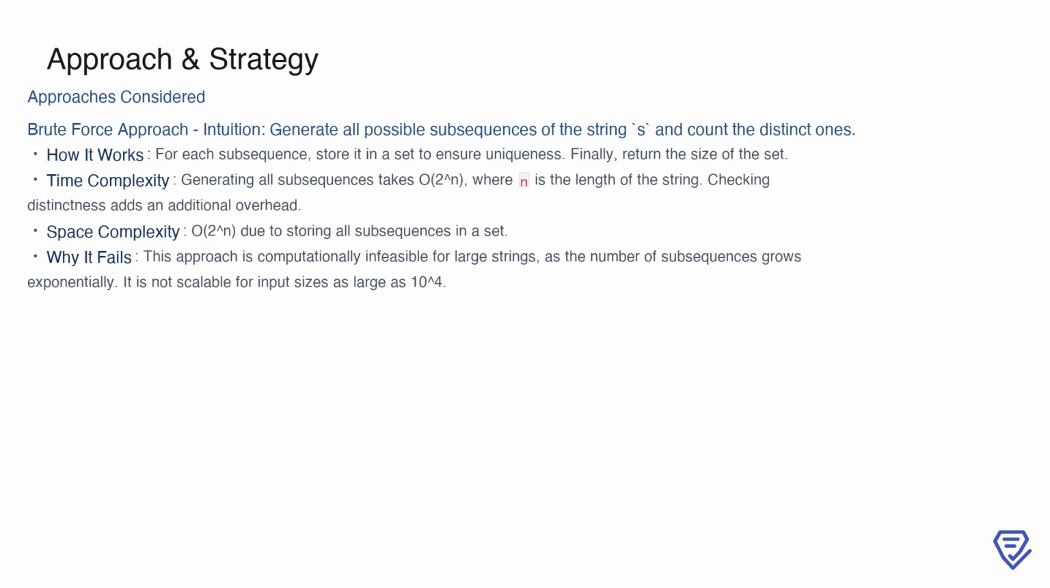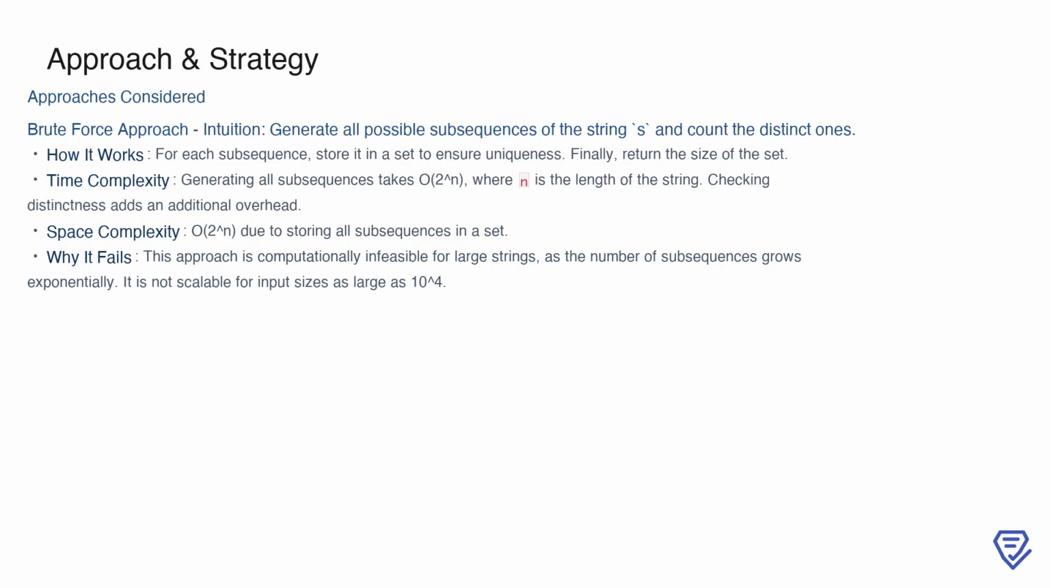To solve the problem of counting distinct subsequences, one approach we could consider is the brute force method. The intuition behind this approach is to generate all possible subsequences of the string and count the distinct ones. For implementation, we can use a set to store each subsequence, ensuring no duplicates are included. Finally, the size of the set gives us the number of distinct subsequences.